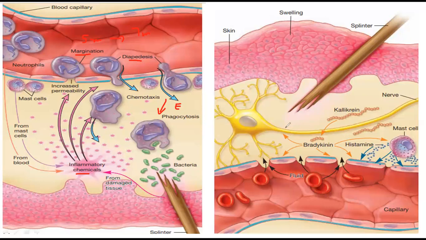Now the last is that there is also swelling and pain. Why do swelling and pain occur? By the action of inflammatory chemicals, certain spaces are created in between the endothelial cells, so most of the blood enters that area, and other types of fluid also enter that area. Because of it, there is swelling.